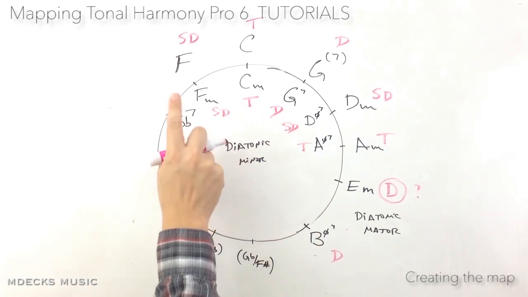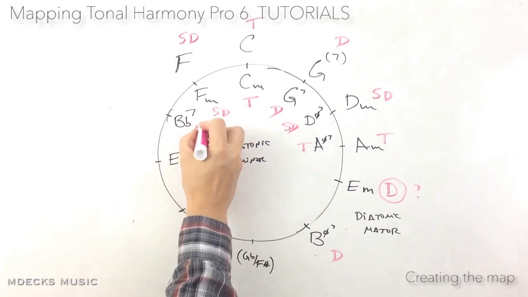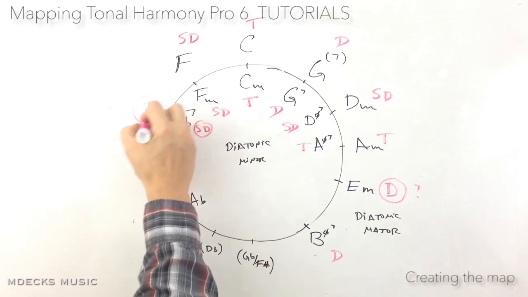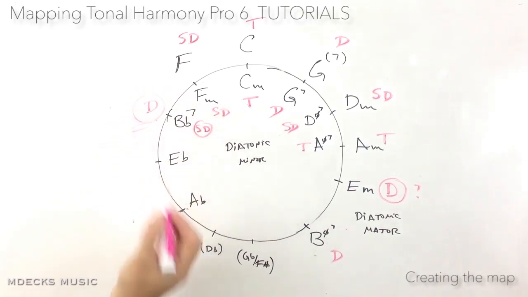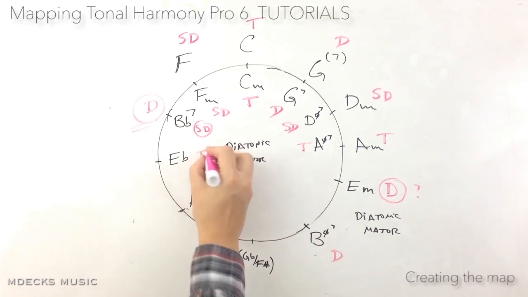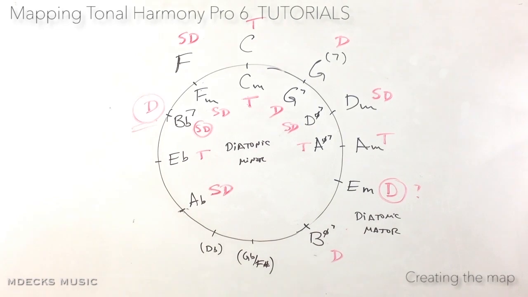It should be a dominant, and it is a 7th chord, but there's no 7th, so it should be a subdominant. But for reasons I'll explain later, it will work much better if we assign it with the dominants. The E flat is tonic. A flat is subdominant because it has the flat 6.